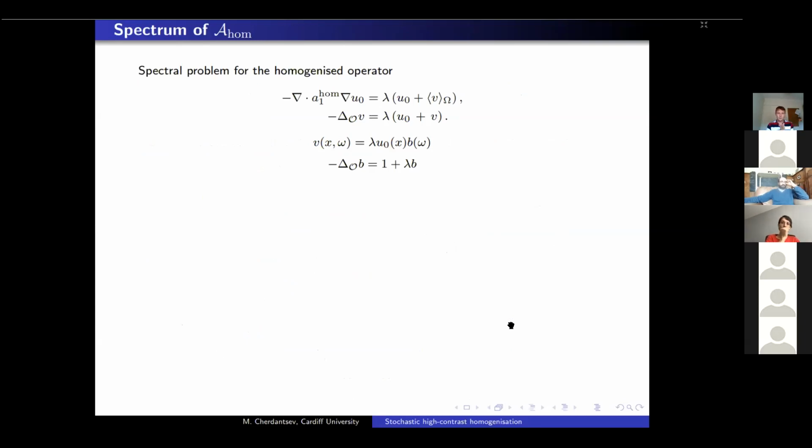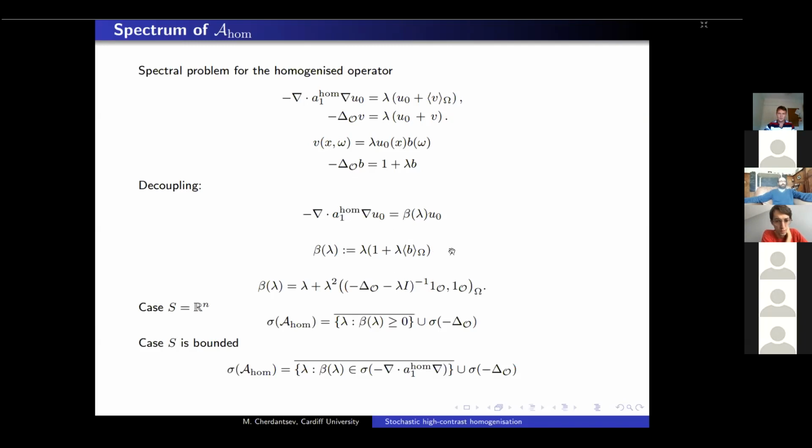Okay, let us talk about the spectrum of the limit homogenized operator. The story here is exactly the same. You can look at the microscopic component of the spectral problem and perform the separation of variables, and this function b is the solution to the resolvent problem for the Dirichlet Laplacian. Again, we substitute this back into the macroscopic equation and integrate with respect to omega, and we get this macroscopic spectral problem, where beta of lambda is defined by this expression, which is absolutely analogous to the periodic case, with the only difference that you have omega here rather than the periodic unit cell.